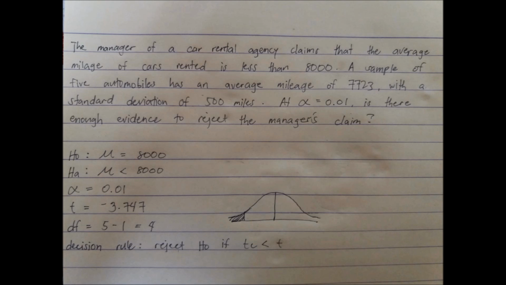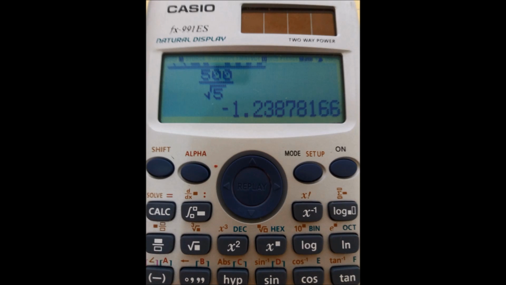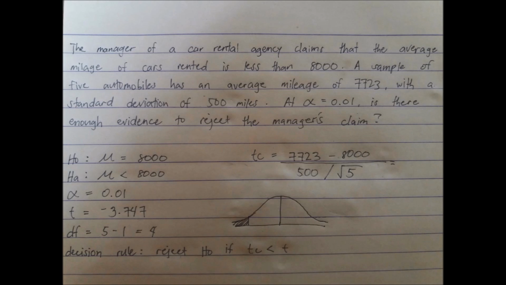Now we need to apply the formula to solve for our t-test. We get our sample mean, which is 7,723, minus our mean, which is 8,000, divided by the standard deviation of 500, divided by the square root of our number of automobiles, which is 5, which gives us negative 1.24.